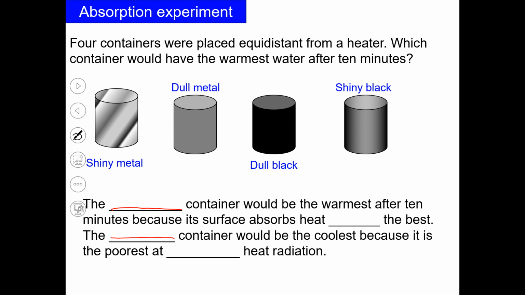5, 4, 3, 2, and time is over. Answer: the dull black container will be the warmest after 10 minutes because its surface absorbs heat radiation the best. The shiny metal container will be the coolest because it is the poorest at absorbing heat radiation.